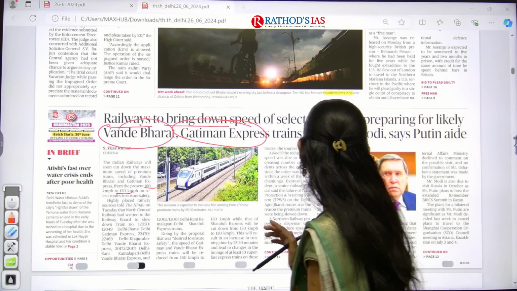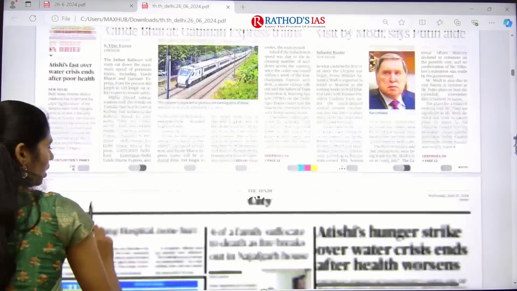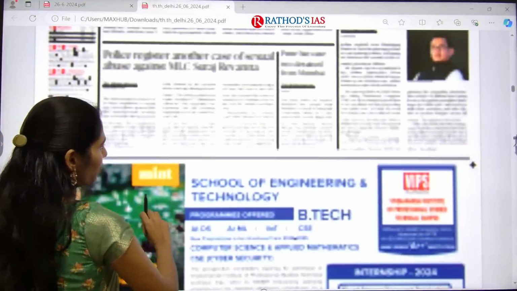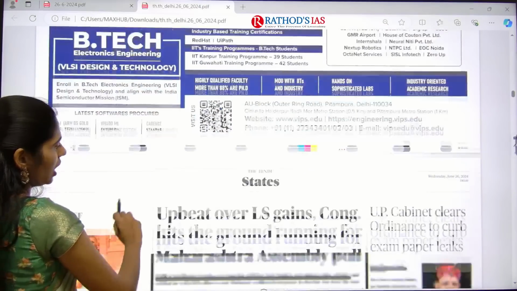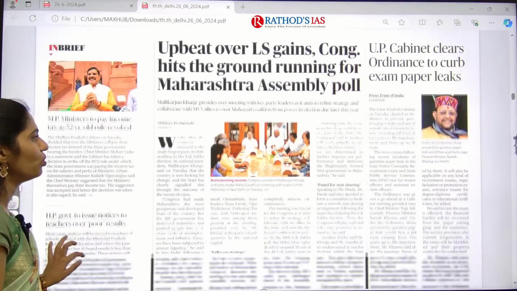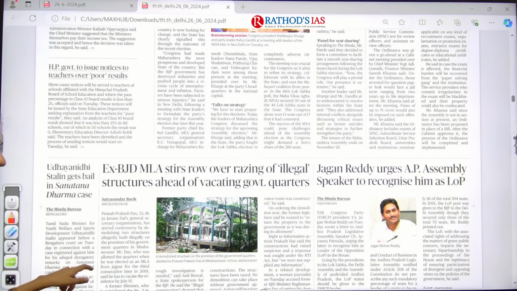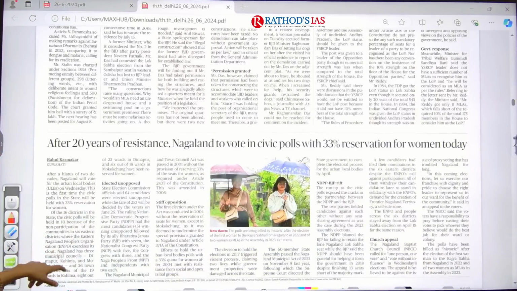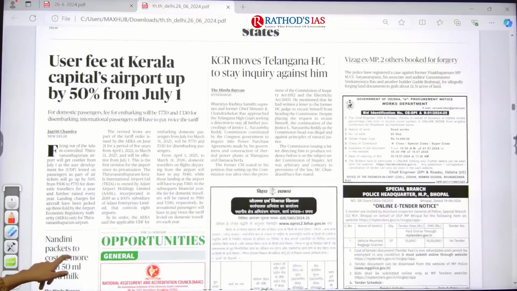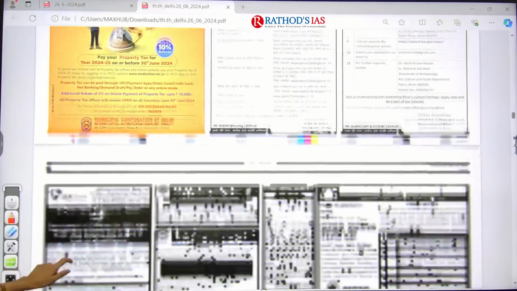So that is the thing that you have to see. Okay, city page, we are not going to bother about this much. And in this states page also, most of the articles are related to this railway accident as well as political news and as well as NEET. So we are not going to focus on that much. Okay, and you can directly move on to this editorial page.